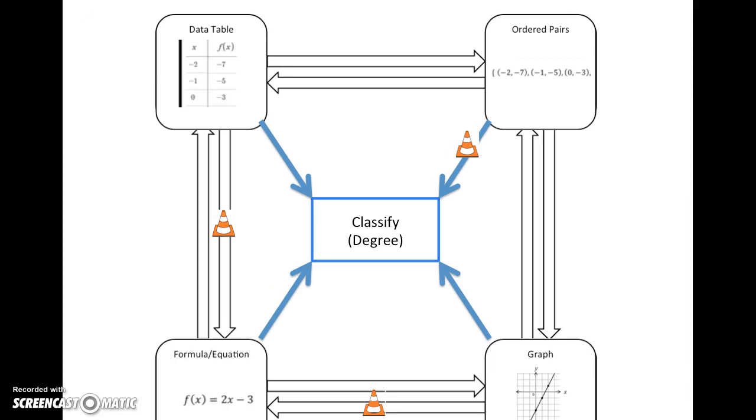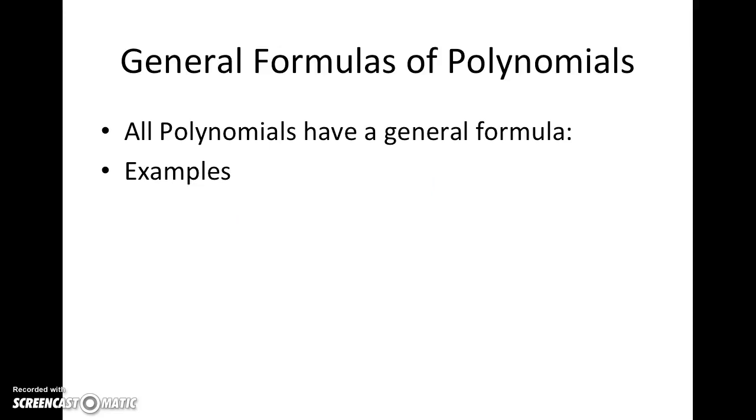The next road we're going to work on building is from data table to formula or equation. So what we're going to learn is how to find the formula and write the formula for a polynomial function given its data table. So that's what we're working on next. But before we do that, we have to learn a little bit about the general formula of polynomials.